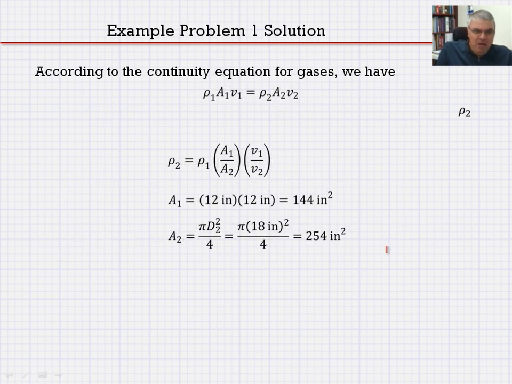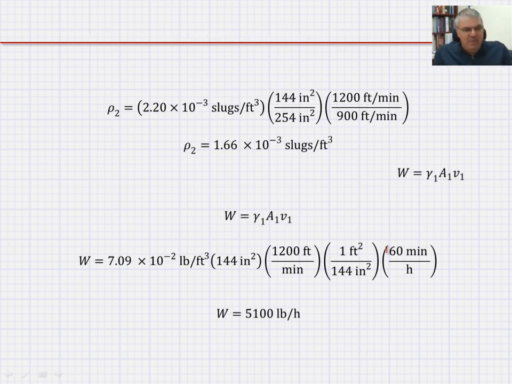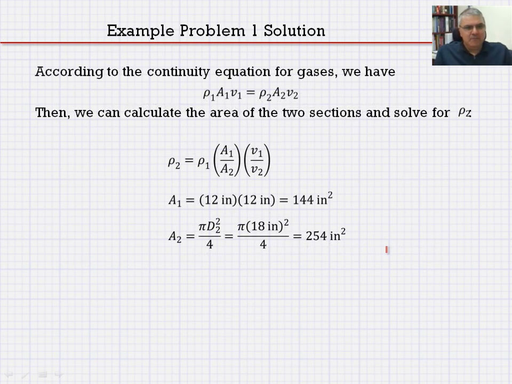Let's solve this problem. Now, according to the continuity equation for gases, we have, let me go back, rho sub 1, A sub 1, V sub 1 is rho sub 2, A sub 2, V sub 2. We can calculate the area of the two sections since the dimensions are given and solve for rho sub 2.